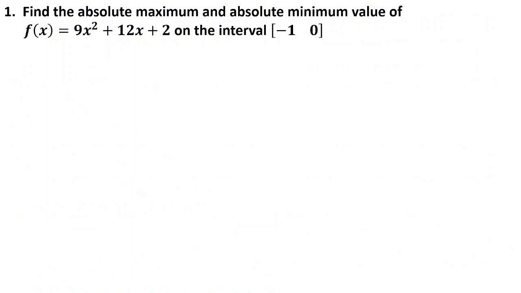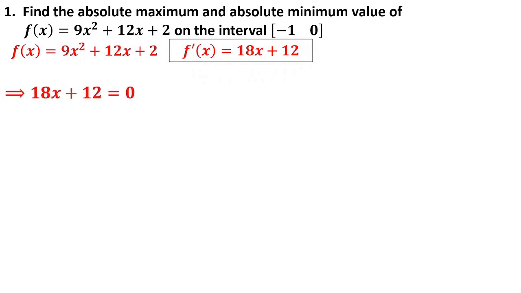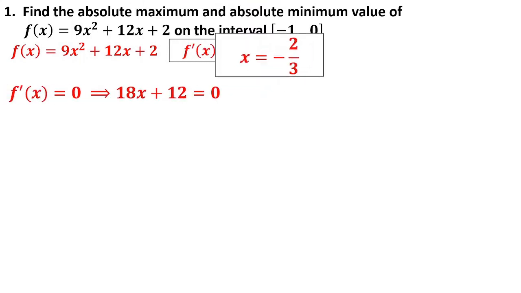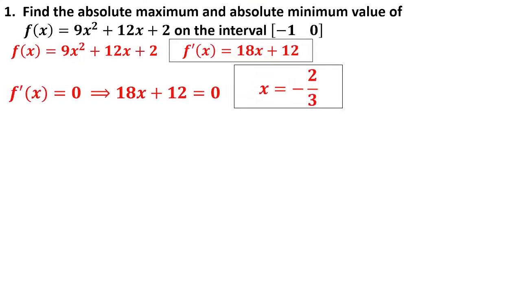Let us take one question. Let us take one polynomial, 9x square plus 12x plus 2. The given interval is minus 1 to 0. Step 1, you have to find f dash of x and equate it to 0. When I equate it to 0, I am getting minus 2 by 3. This minus 2 by 3 lies in the given interval, that is minus 1 to 0. Therefore, I am taking minus 1, minus 2 by 3 and 0, the critical point plus the end points of the interval, lower limit and the upper limit.